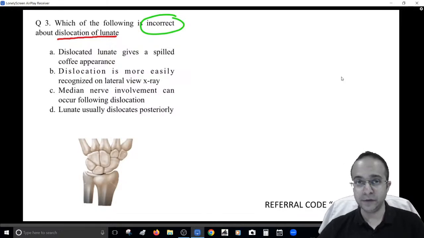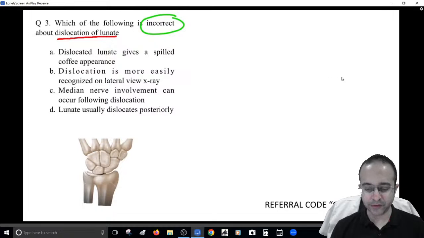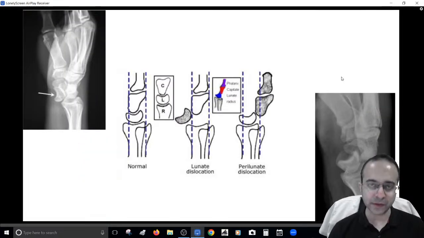Alright, Shitish says C, so you guys are spanned across all options. So in a way, I've got the message that perhaps there is some problem and you guys are not clear with this topic, wrist dislocation. So maybe I'll just clear it to you.